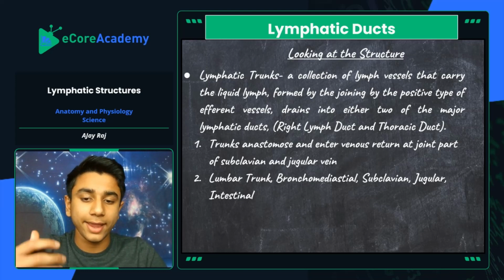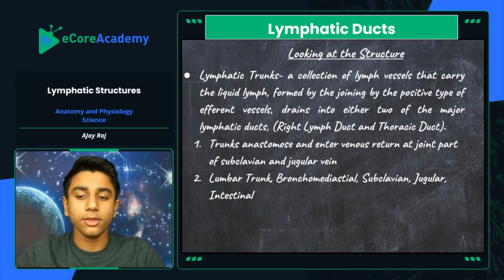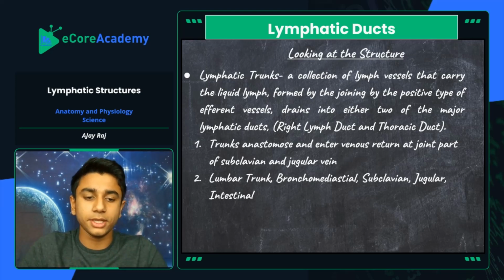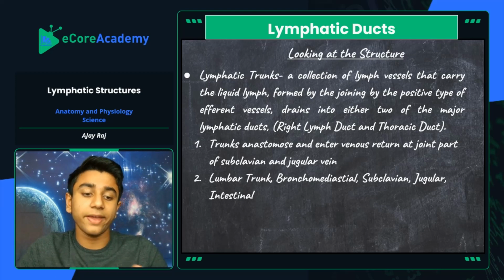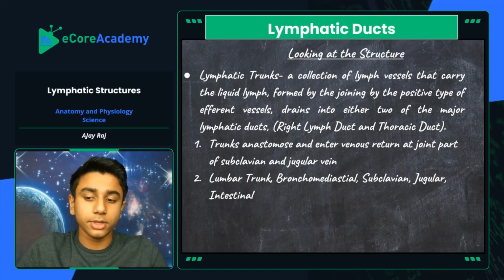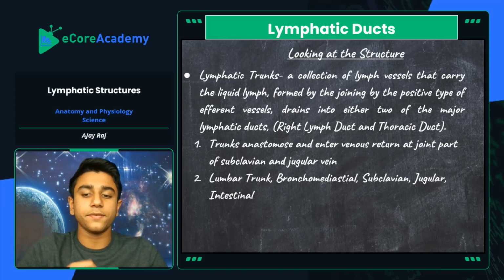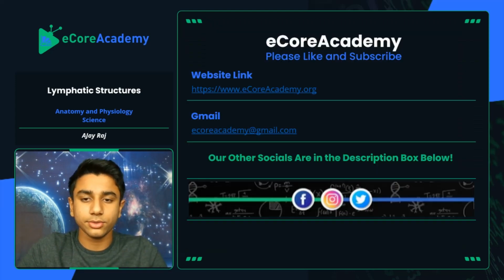And then we have trunk anastomoses, and they're basically entrance points for all of this draining liquid to enter, and they enter through the venous region at these joint parts, and they exit through these veins. So just as the bloodstream has veins, the lymphatic system has veins to deliver the rest of the content to the rest of the body. And some of these lymphatic trunks are known as the lumbar trunk, the bronchomediastinal, the subclavian, jugular, and intestinal. They're located across different points of the spine, but I will get into that later as well.